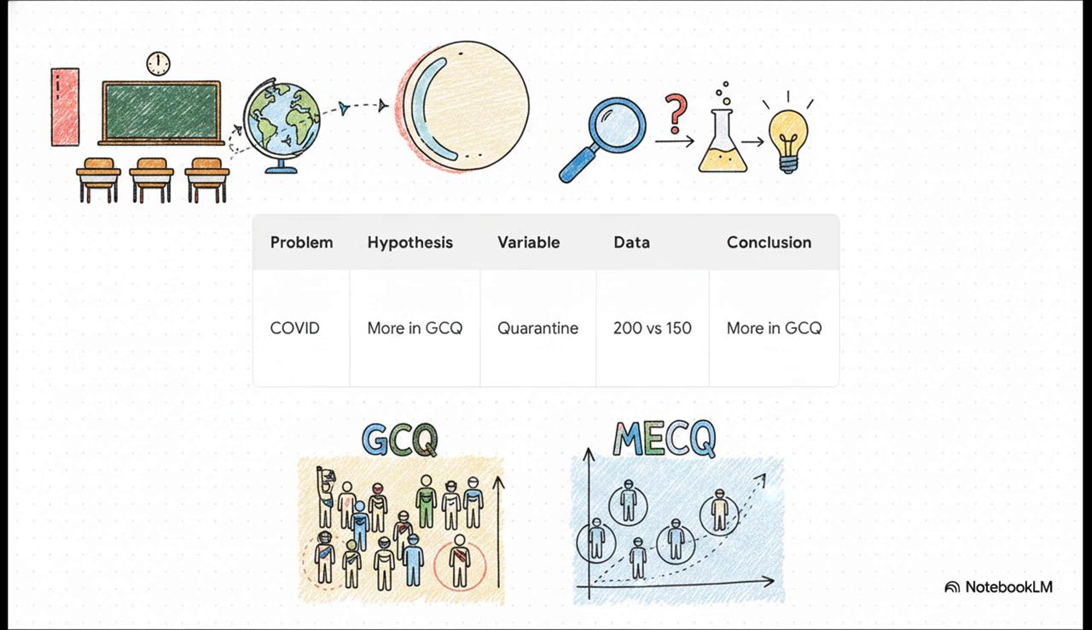The hypothesis? More people are infected under the looser GCQ. The independent variable? The quarantine level itself. Data gathered? Purely objective numbers, like 200 cases under GCQ versus 150 cases under MECQ. And the conclusion? The data supports the hypothesis that more people were infected under GCQ. Whether you're dealing with a sticky wall, hungry mice, or critical public health data, the framework for extracting truth from observation remains exactly the same.